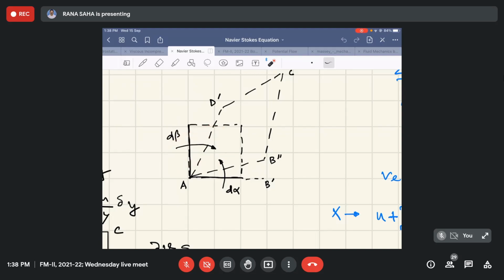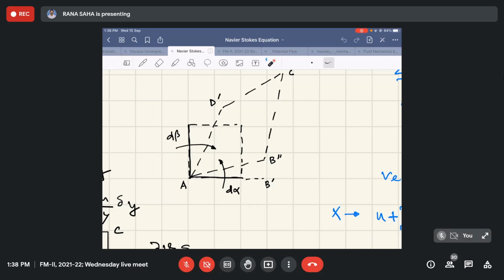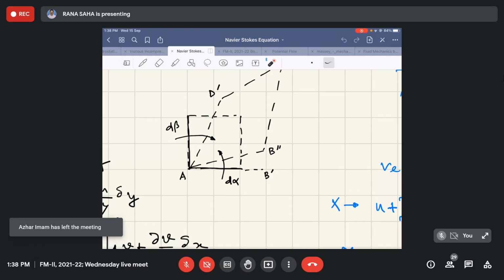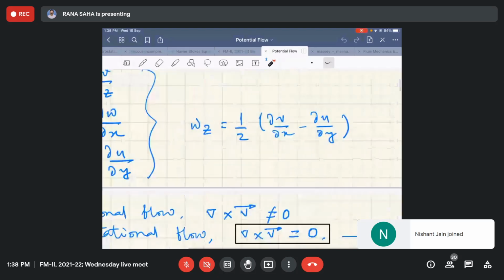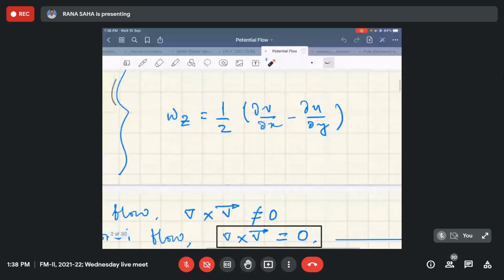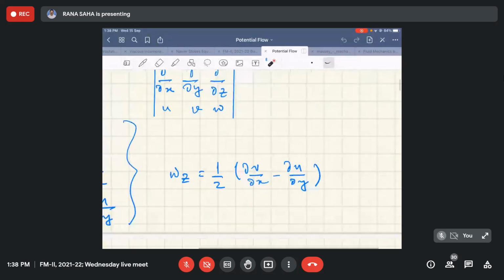So that will be negative, isn't it? If I consider the direction of rotation positive in anti-clockwise direction, so d beta dt will be minus del u del x. So I can write the net rotation of this element will be del v del x minus del u del y, isn't it? That is what is typically done here. This omega z, that means this rotation, is actually about the axis normal to the plane, okay? And it is actually written in an average manner, half of del v del x minus del u del y, right?